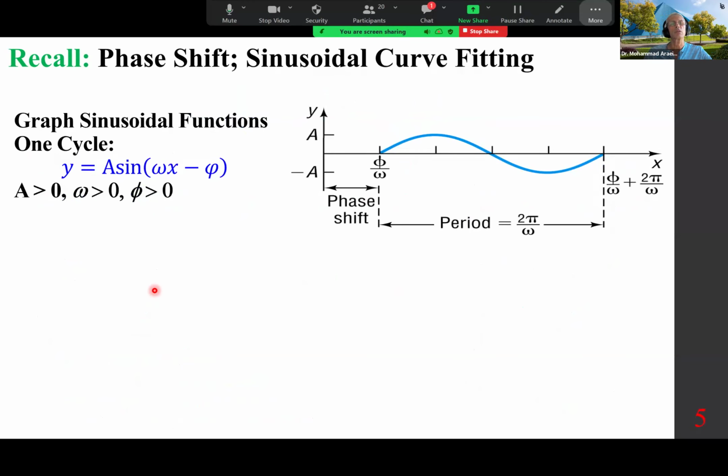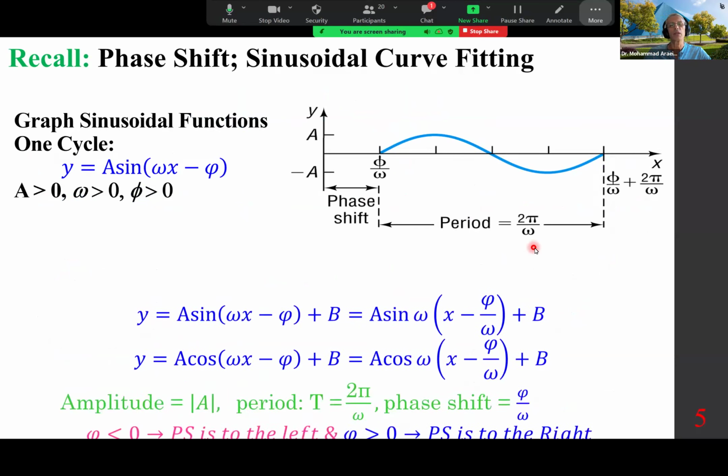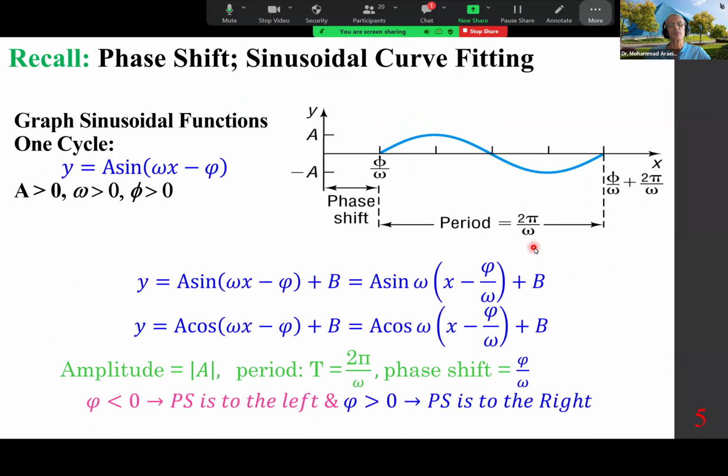And again, we continue with this concept. If we had a phase shift, as I mentioned, 2 pi over omega. So we have the formulas in general. y equals a sine omega x minus phi plus b. We take the omega out, looks like that. And that gives us the phase shift: a sine omega times x minus phi over omega plus b.